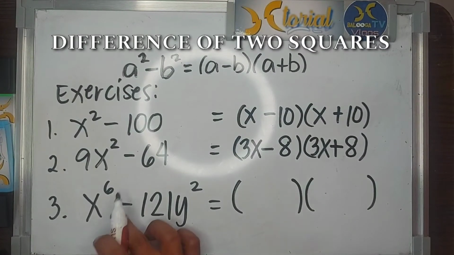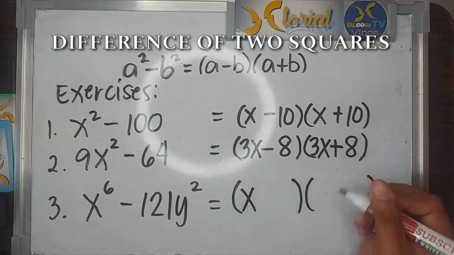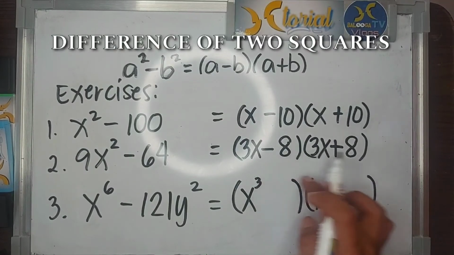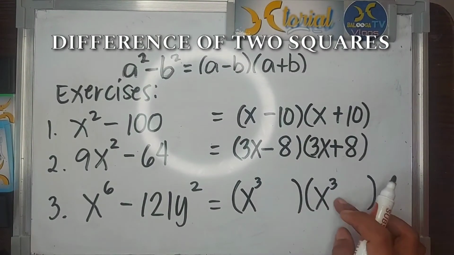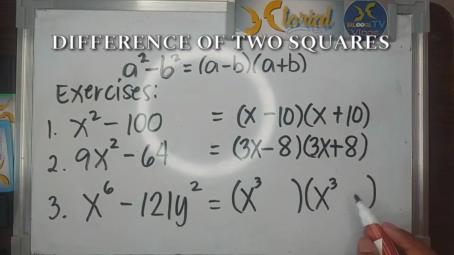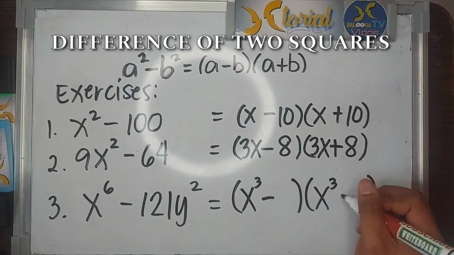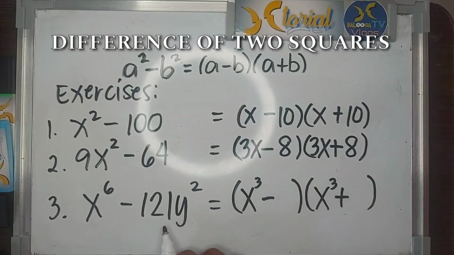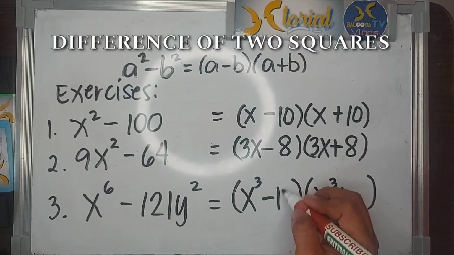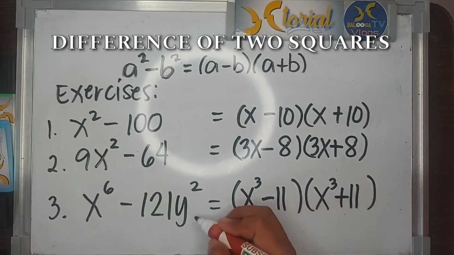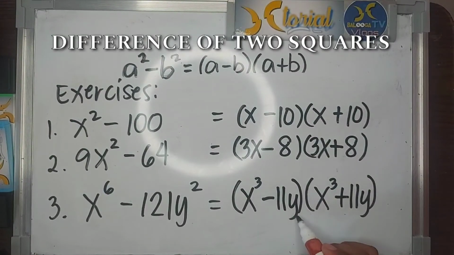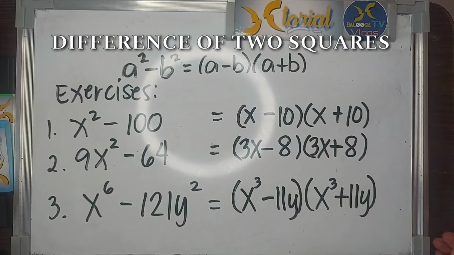So, saan galing yung x raised to the 6th power? X cube. Okay, kasi nga pinag-a-add lang natin yung ating exponent. X cube times x cube, pero i-add natin yung exponent. 3 plus 3 is 6. Next, yung isa minus, yung isa plus. So, 121y squared. Saan galing 121? 11 times 11. Okay, so yung y squared, y. So, the factors are x cubed minus 11y times x cubed plus 11y.